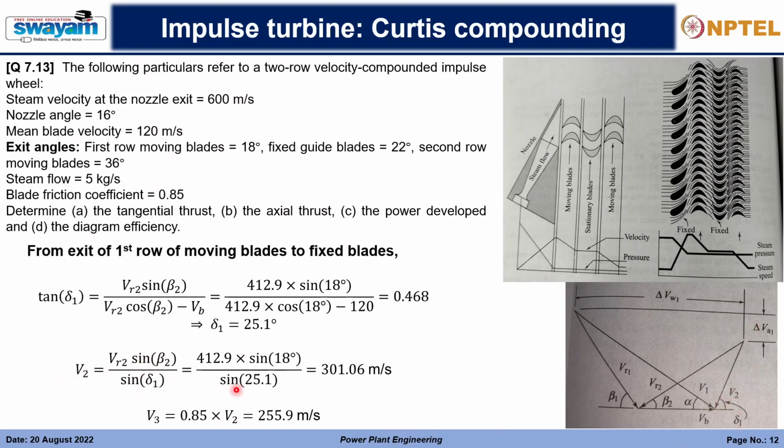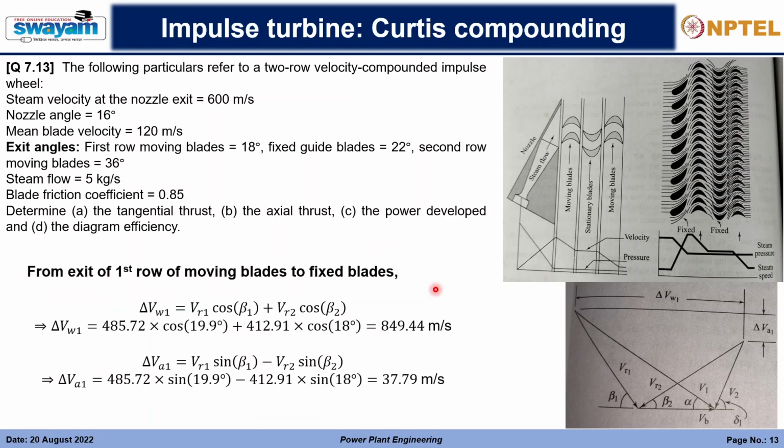This is the V2. Okay, and V3, as it is moving through a fixed blade, but still it is a blade, right? So in the blade there is a friction coefficient and accordingly its velocity will reduce, and we are getting the final outlet velocity as 255.9. So this velocity will be directly given to the second row of moving blades. Before moving on to the second set of blades, let us first calculate the whirl and the axial component. Is there any doubt?